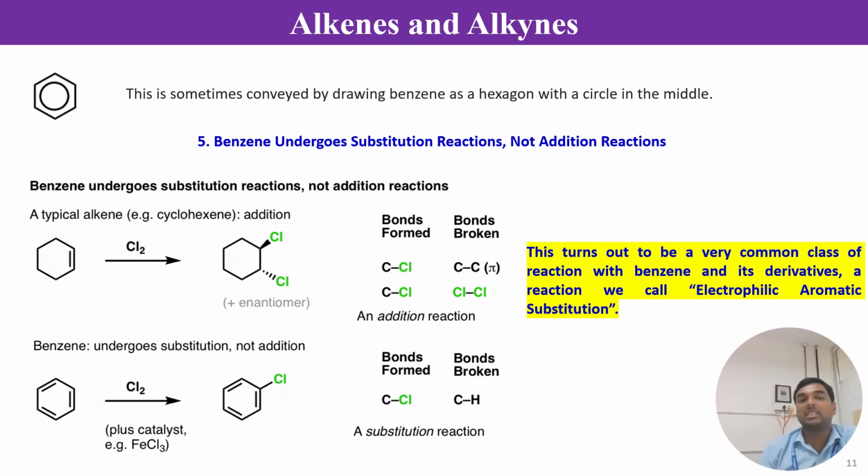Why? Because benzene is a highly aromatic substance. It's highly stable. If it goes for addition reaction, it will lose its aromaticity. Later we'll see how aromaticity maintains its stability. So benzene does not favor addition reaction because of losing aromaticity.